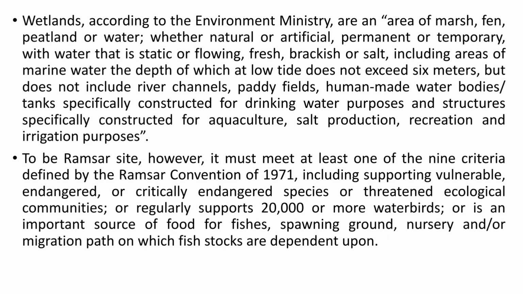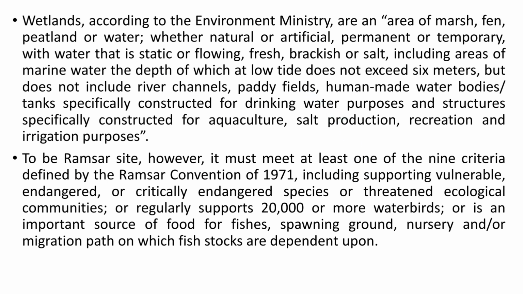So wetland, according to the environment ministry, is an area of marsh, fen, peatland or water, whether natural or artificial, permanent or temporary, with water that is static or flowing, fresh, brackish or salty, including areas of marine water, the depth of which at low tide does not exceed 6 meters, but does not include river channel, paddy field, human-made water bodies, tanks specifically constructed for drinking purposes, and structures specifically constructed for aquaculture, salt production, recreation and irrigation purpose. So it is the definition of wetlands which was given by Environment Ministry.